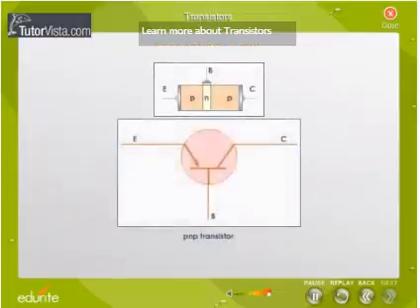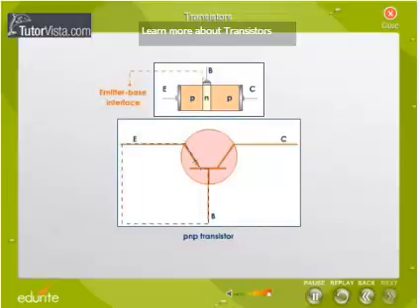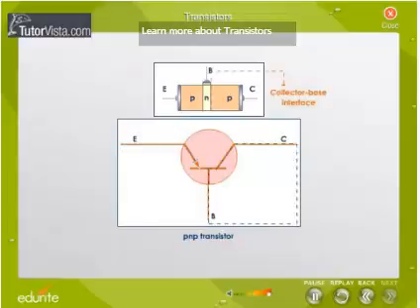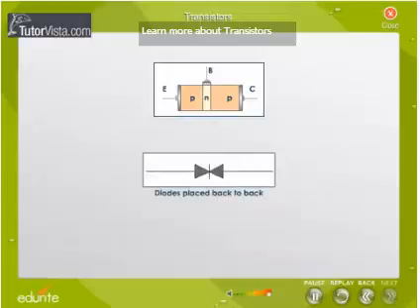The structure of the PNP transistor together with its circuit symbol is shown here. The outer regions are called the emitter and collector, and the narrow central region is called the base. The configuration contains two junctions, namely the emitter-base interface and the collector-base interface. We can consider the transistor as two diodes placed back to back.